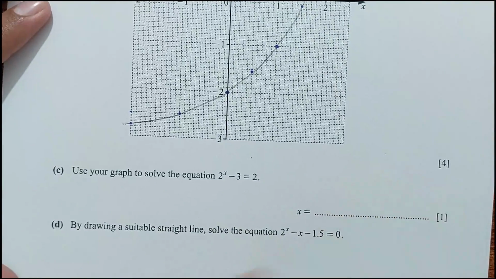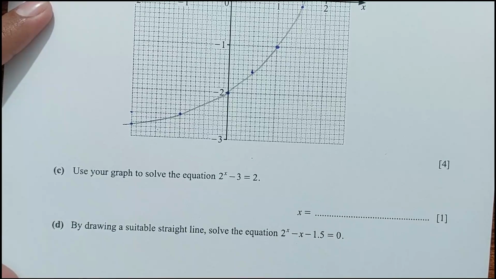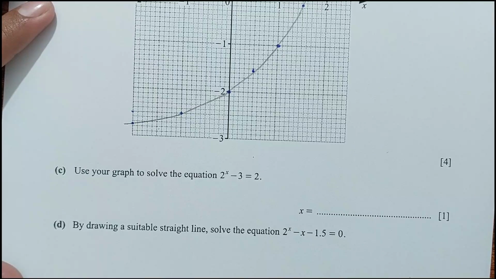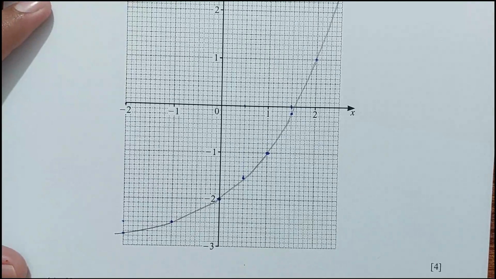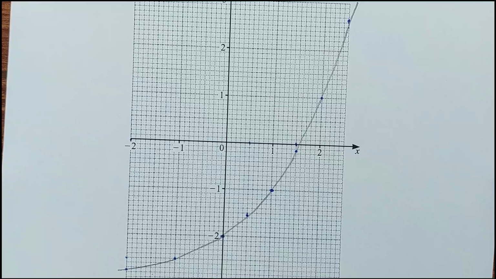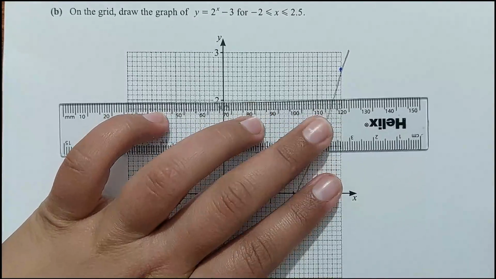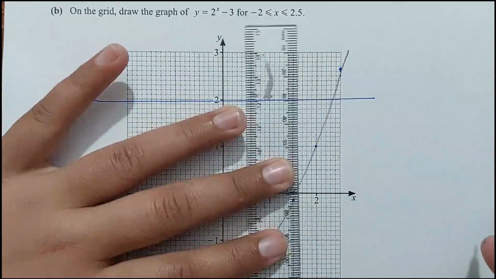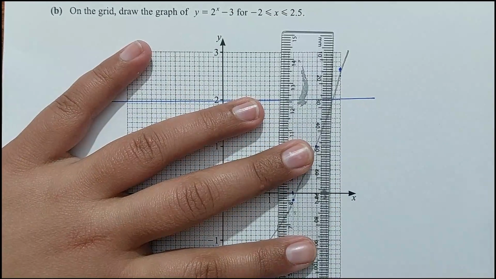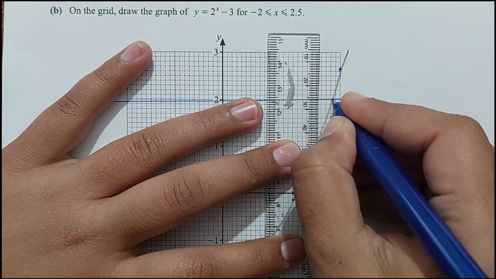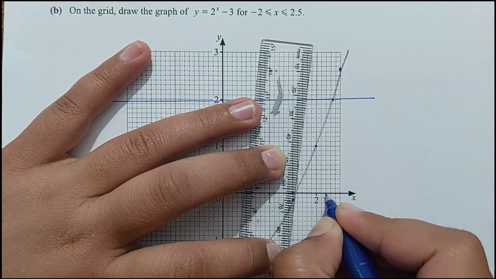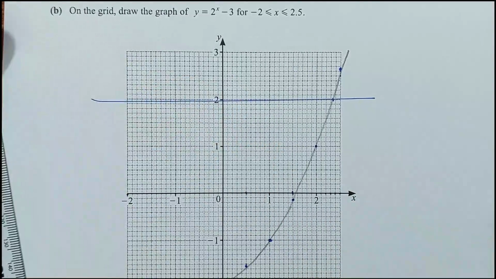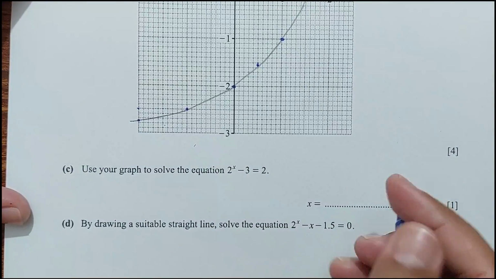Right. Now for part C, use your graph to solve the equation 2 exponent x minus 3 equals 2, when the y value is equal to 2. At what value of x? y equals 2 is a line. This is the line y equals 2. We have to solve. Okay, this is 2.1, 2, 3, 4, and 5. It is between 2.3 and 2.4, so we can say 2.35.